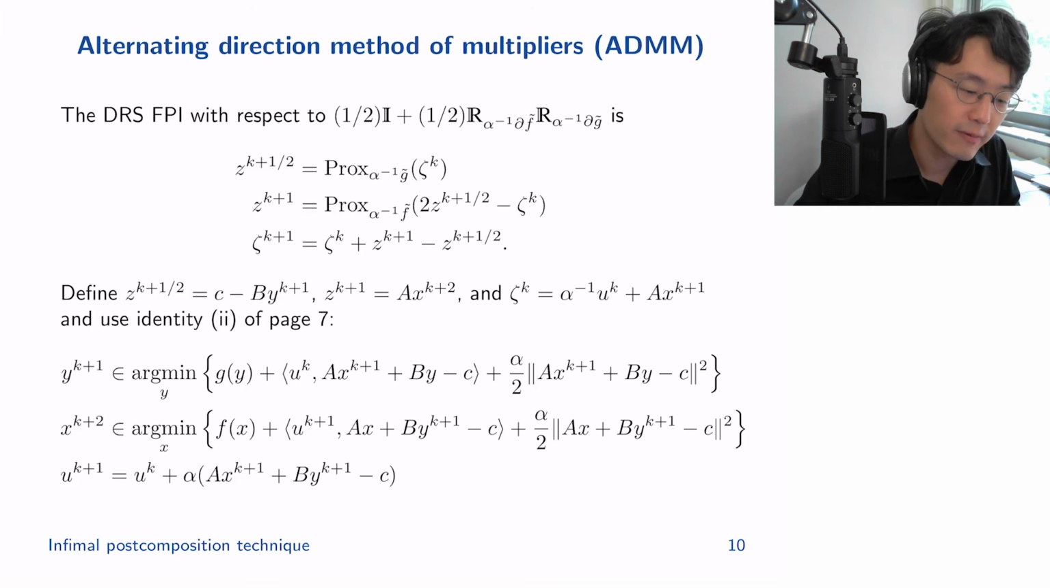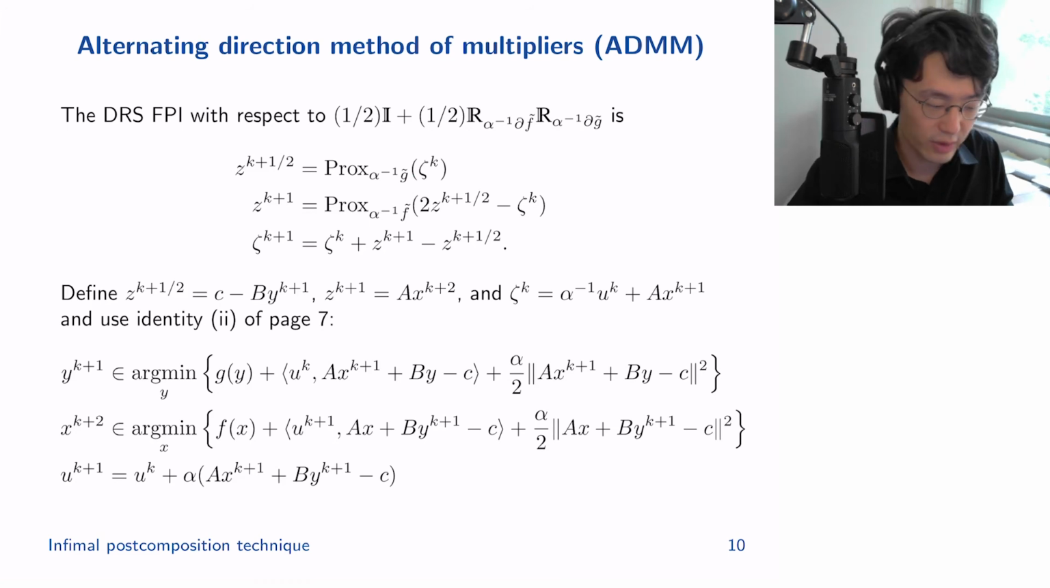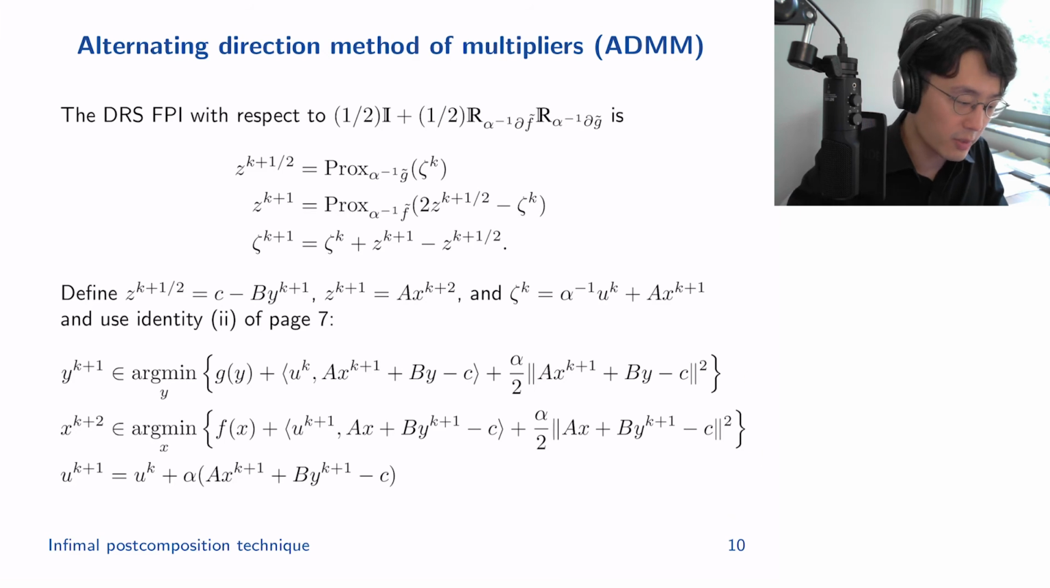And then, in order to evaluate the proximal operator with respect to the IPC functions, we use the second IPC identity that we had discussed previously. So plugging this all in and simplifying things out requires some amount of work, but when you carry this out, the result is this. So in order to obtain the y k plus 1 update, we need to solve this minimization problem. In order to obtain the x k plus 2 iterate, we need to solve this minimization problem. And then finally, to obtain the iterate u k plus 1, we need to perform this update.